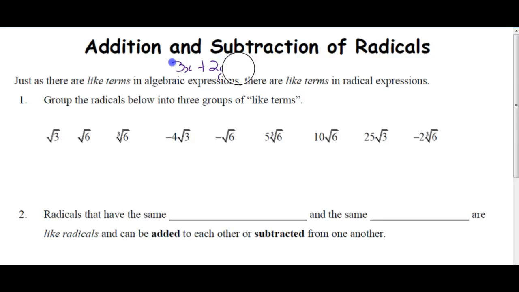What can I do with 3x plus 2x? I can add them together, right? I have 3 of one thing and I've got another 2 of the same thing, so I have a total of 5 x's. And so we're going to do a similar thing with radicals. So we need to identify like terms.